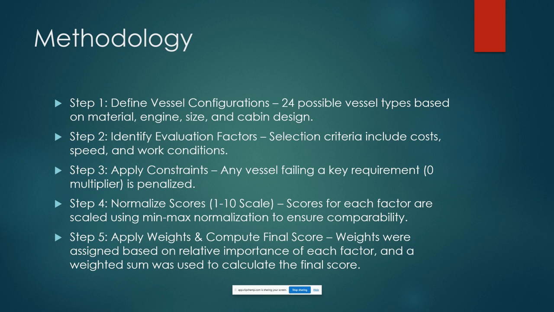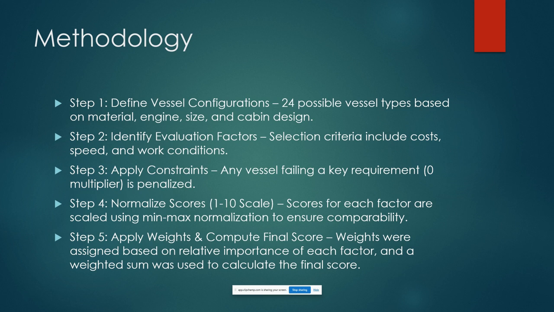So our process was conducted over the following five steps. Step one was to define the vessel configuration. We mapped out all 24 possible configurations for the vessel based on size, material type, engine numbers, and cabin coverage style. Next, we identified our evaluation factors. We focused on cost, speed, and environmental suitability as the most critical factors.